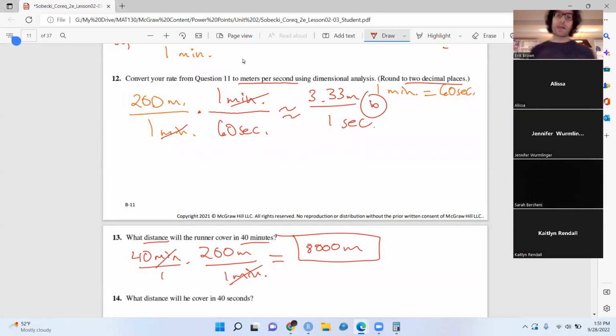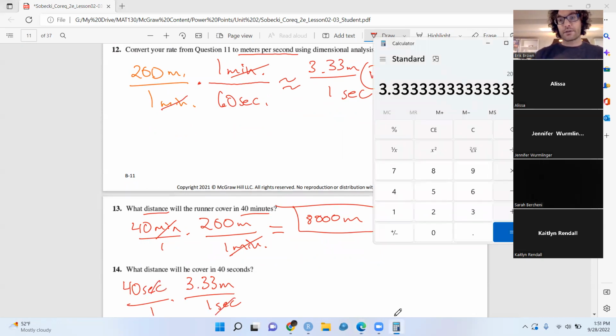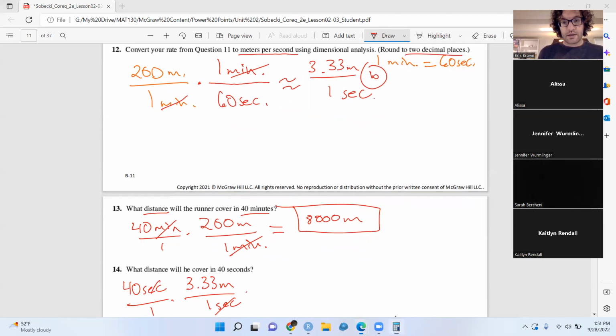And then 14 is like, well, how about if we were doing 40 seconds? Well, same thing. We could pick either rate we wanted to. Why not use the one we already found, 3.33 meters per 1 second? And if we multiply that times our 40 seconds, the seconds will disappear and we'll be left with however far that is. So I'm just going to take this number multiplied by 40 and we get approximately 133.33 meters.